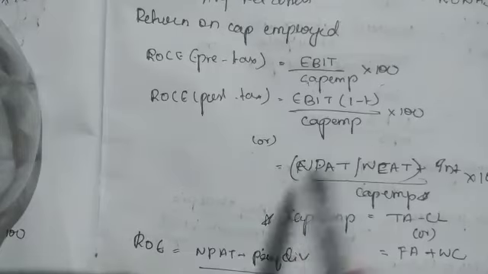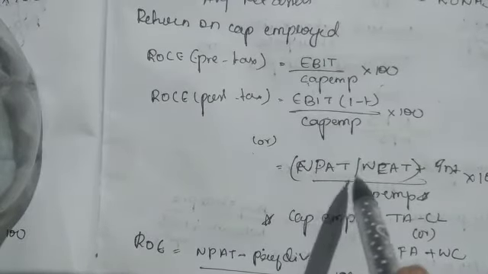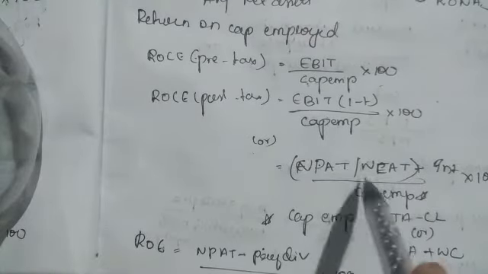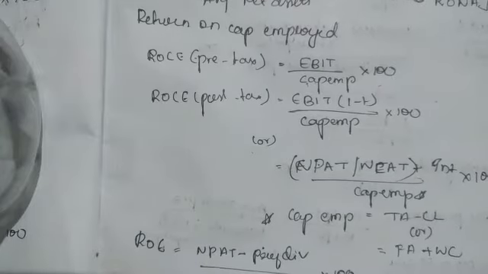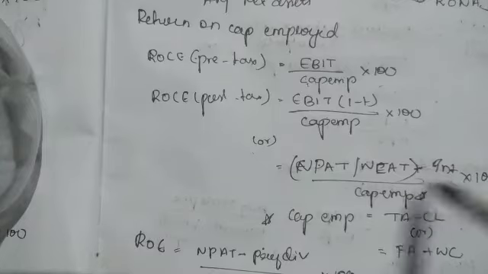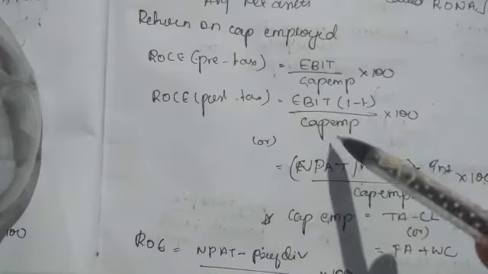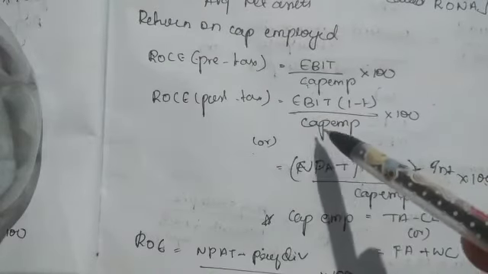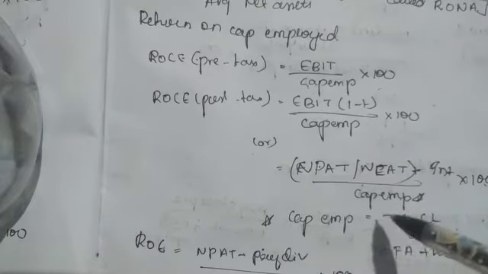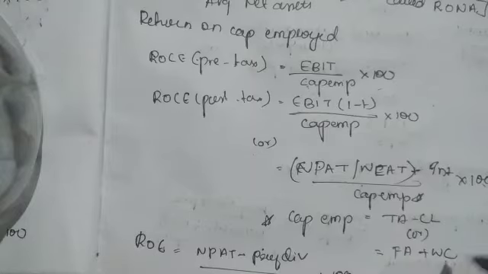Or you can also use net profit after tax or net earnings after tax. Both are the same, profit or earnings, plus interest, divided by capital employed into 100. I'll also tell you how to calculate capital employed: total assets minus current liabilities, or you add fixed assets plus the working capital.